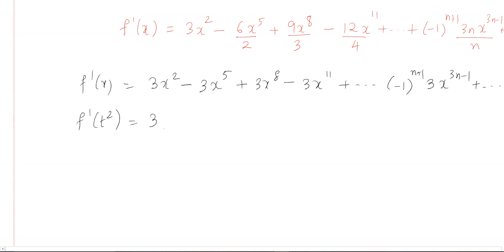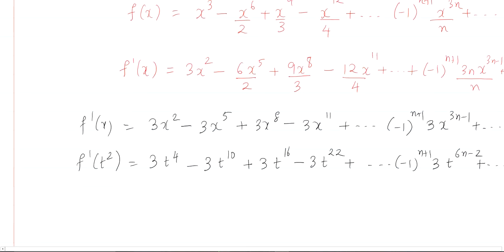So this gives us 3 times t to the 4 minus 3 times t to the 10 plus 3 times t to the 16 minus 3 times t to the 22 plus dot dot dot, minus 1 to the n plus 1, 3 times t to the 6n minus 2, and so on and so forth. So this gives us f prime of t squared.